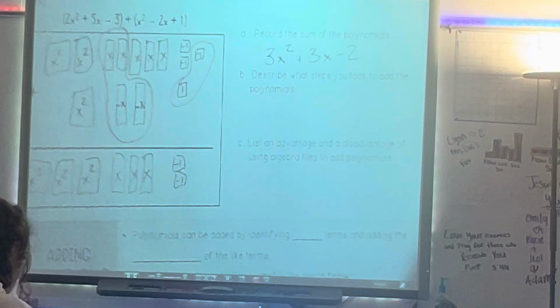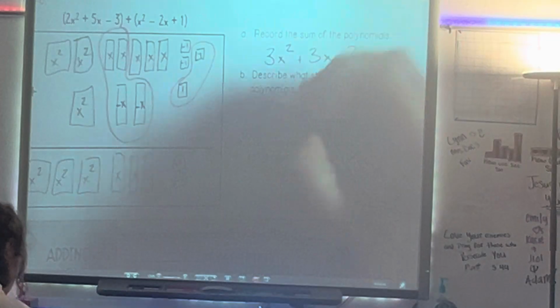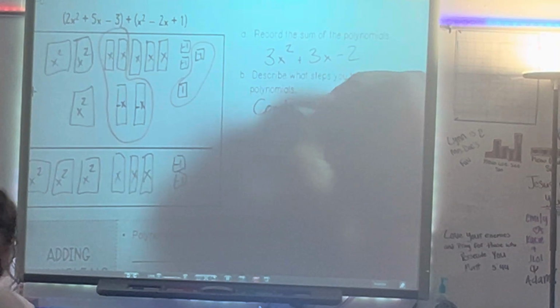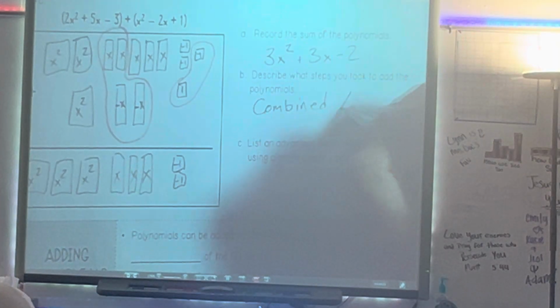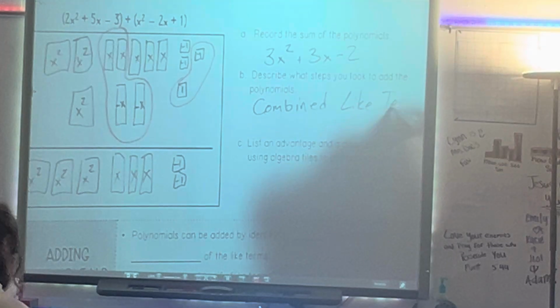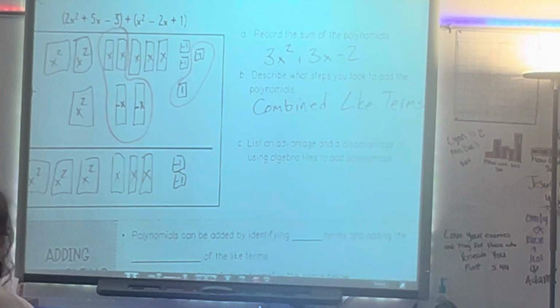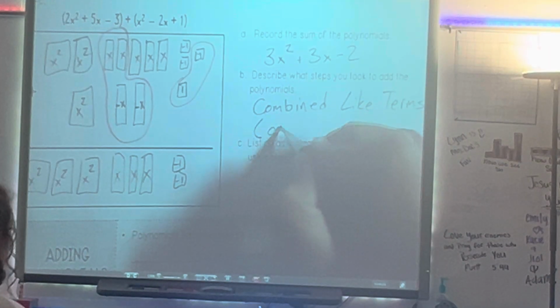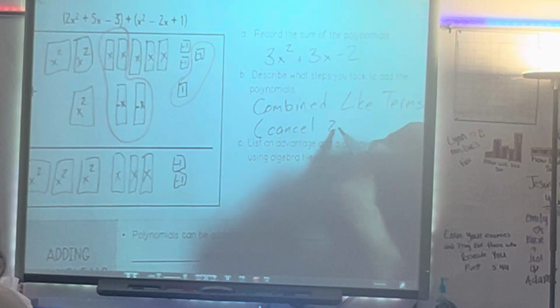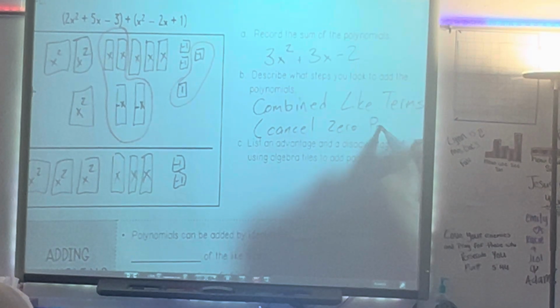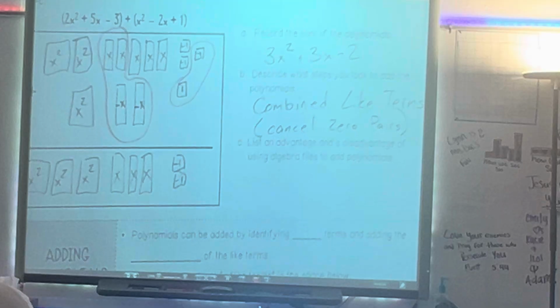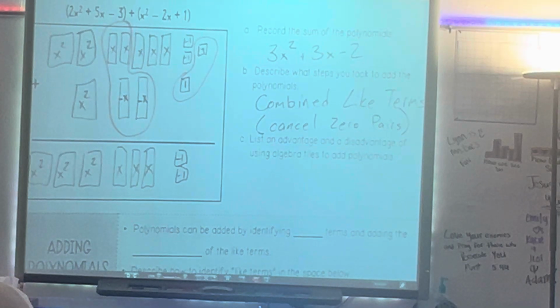Alright, so what did we do? I literally said this at the beginning. Combine like terms. Okay. We also just make sure that we understand that we will cancel 0 pairs. Like, I do not like models and pictures. I think that they're unnecessary, but for some people it helps you, which is what they're saying right here.